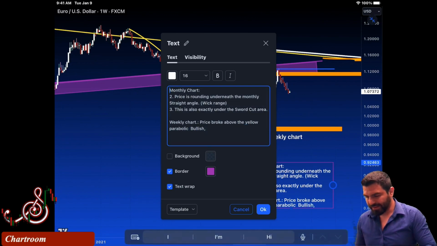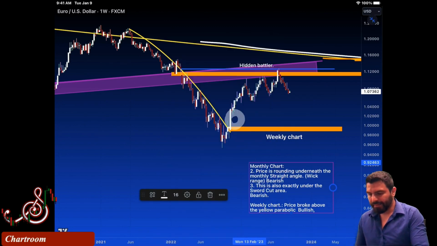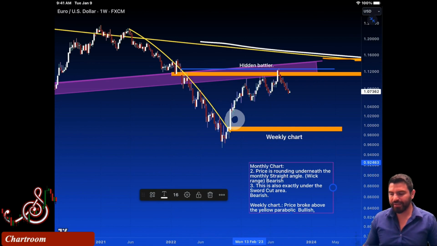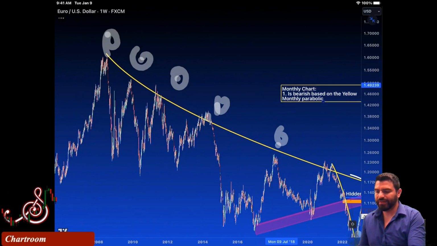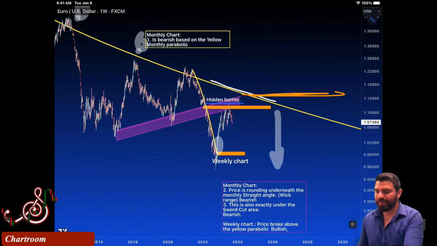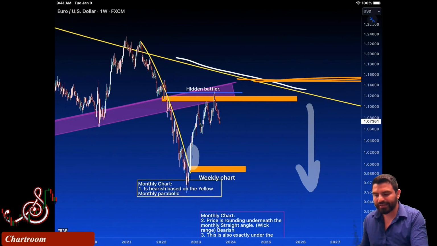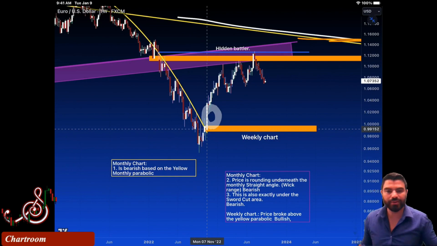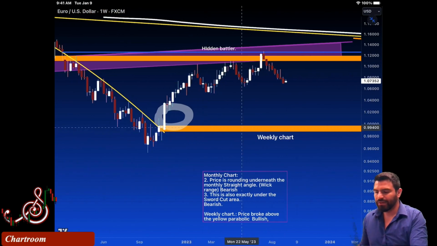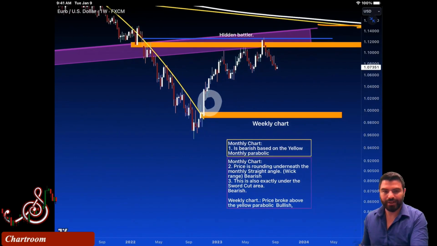But remember, what about the monthly chart? The top, bearish. The monthly chart, we were rounding underneath that major parabolic up here. That's bearish. So we got bearish on the overall. But in the weeklies, over the last many weeks, in this case since October, November of 2022, we have been bullish. So we don't want to take that trade, right?